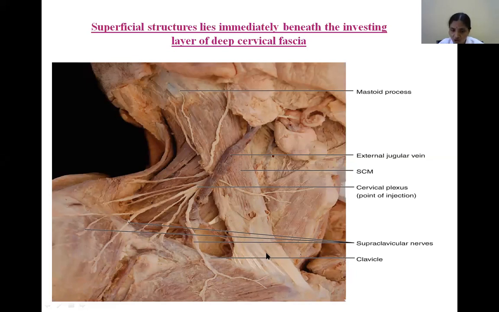In between, a small triangle is there, the lesser supraclavicular space, which is an important landmark for the surgeon. What is that? We can identify the internal jugular vein, where it terminates into the subclavian vein to form the brachiocephalic vein. Clear? So this is the lesser supraclavicular space.